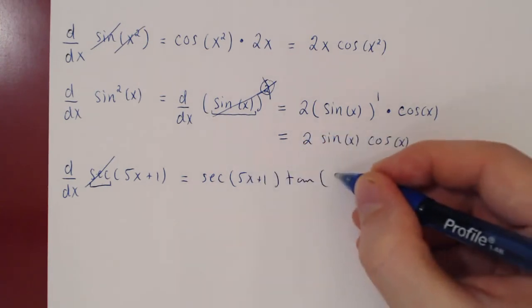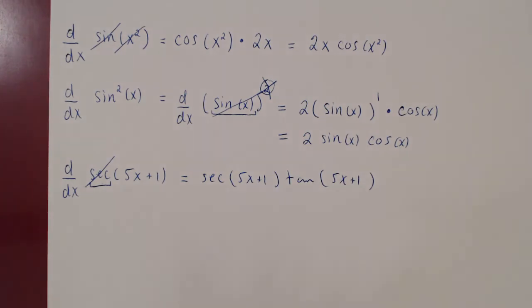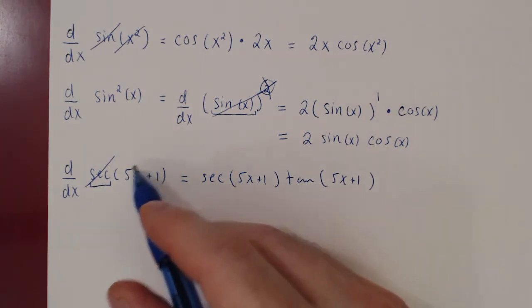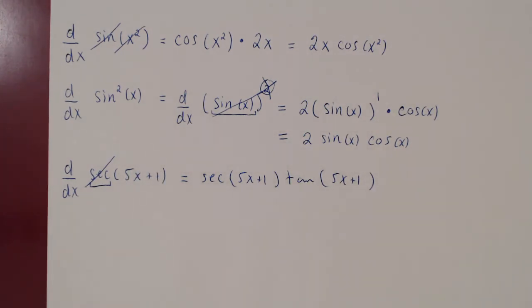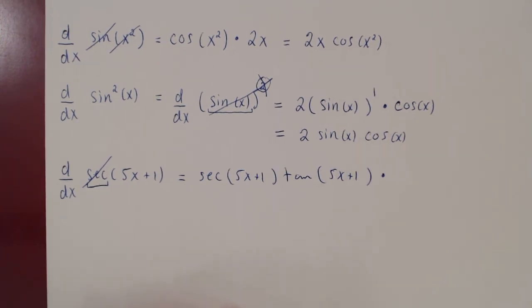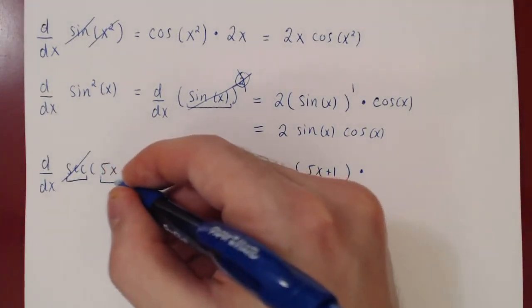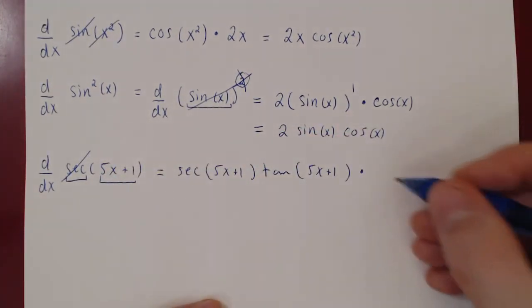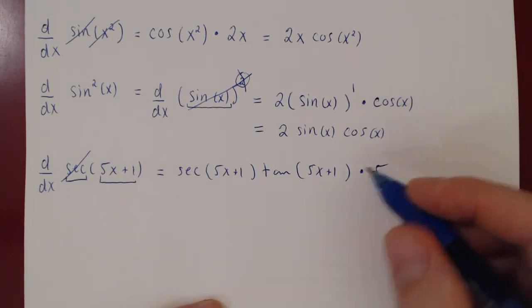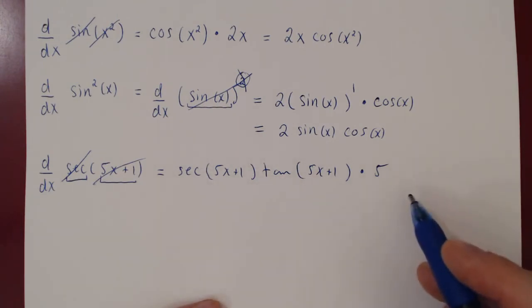5x plus 1, 5x plus 1. But there is something left over that we have not differentiated, and that is the 5x plus 1. So the chain rule says we must multiply what we have so far by the derivative of what's left over. Well, what's left over is 5x plus 1. The derivative of this is quite simply 5. Differentiate, cross off, and we're left with nothing. So we're done with the derivative.